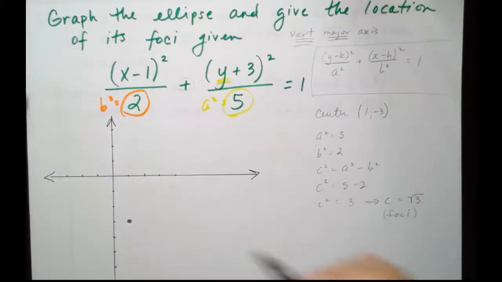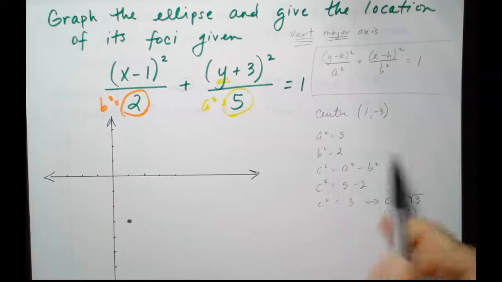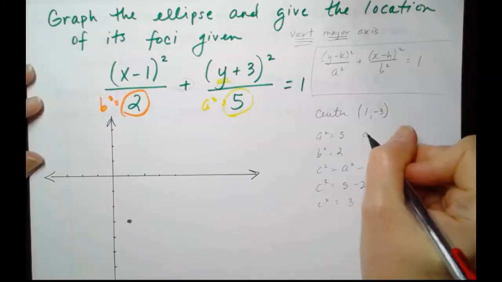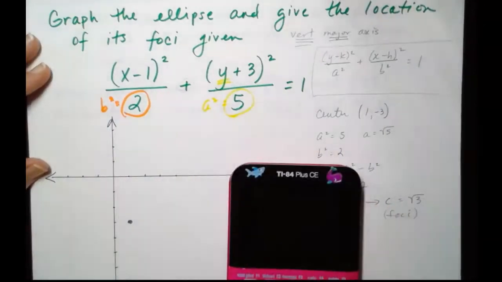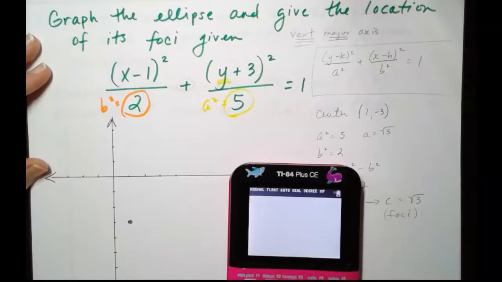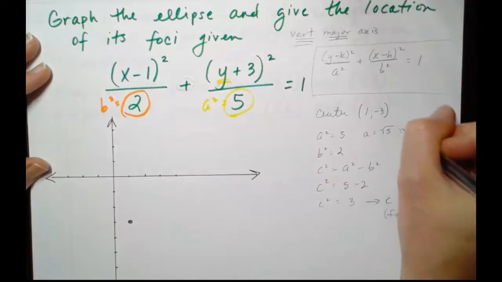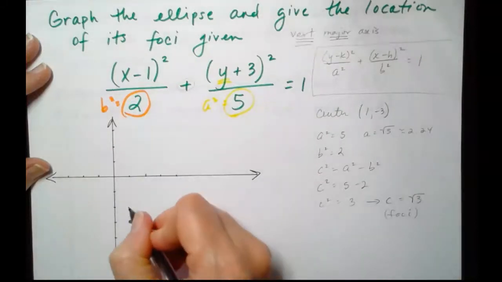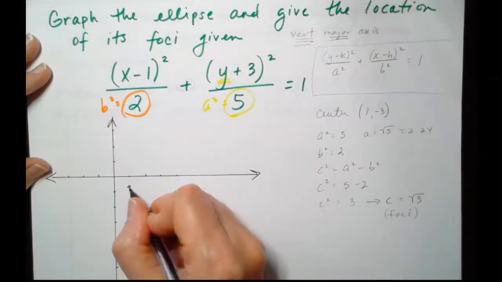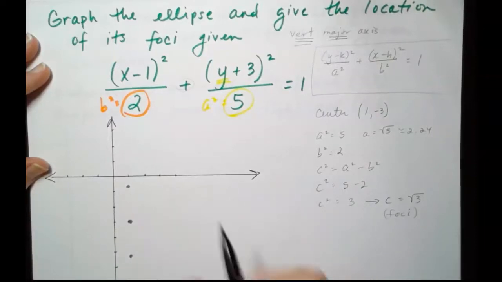So let's keep going. All right, we know that we have a vertical major axis. We know that a squared is 5. So the square root of 5 is what a is going to be. And the square root of 5 is approximately 2.24. So from here up and about there, and then down and about there. So these are our major vertices.